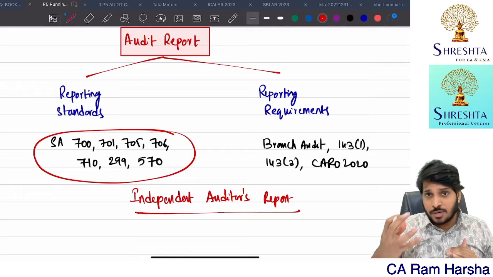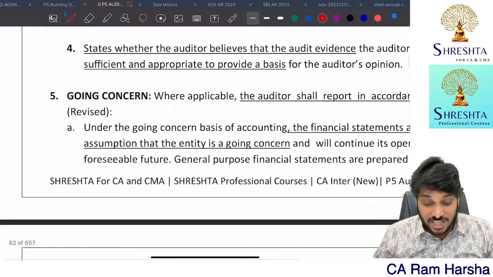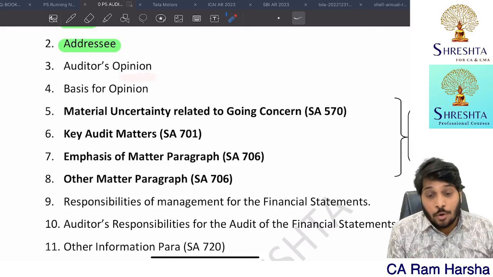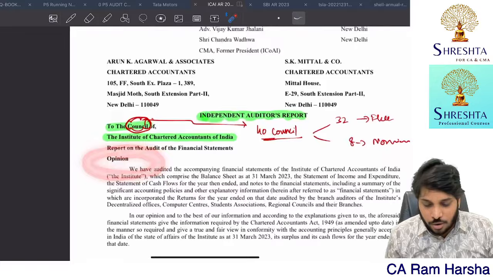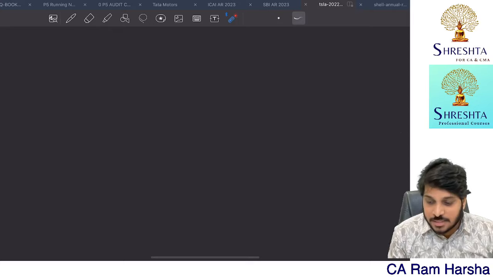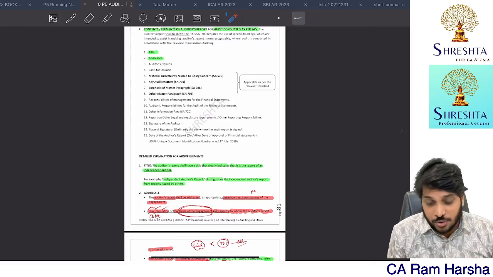Next, let's straight away enter into the opinion section. The first and foremost section in the audit report that we are discussing is opinion. So what is the opinion section? Alternatively, it's also called auditor's opinion or simply opinion. You see, Tata Motors simply wrote opinion. SBI, the auditor simply mentioned opinion. Tesla, the auditors have simply mentioned opinion on the financial statements. Shell, they have simply mentioned opinion. Or alternatively, you can also mention a side heading with a clear explanation that it's an auditor's opinion.